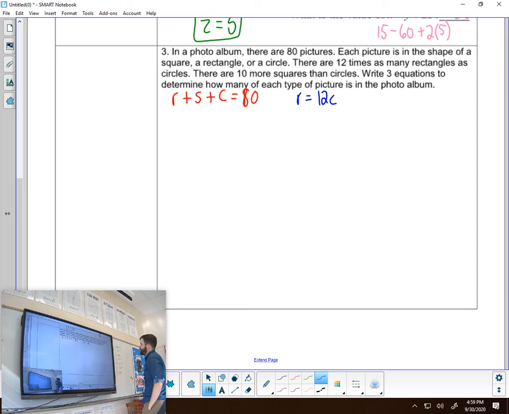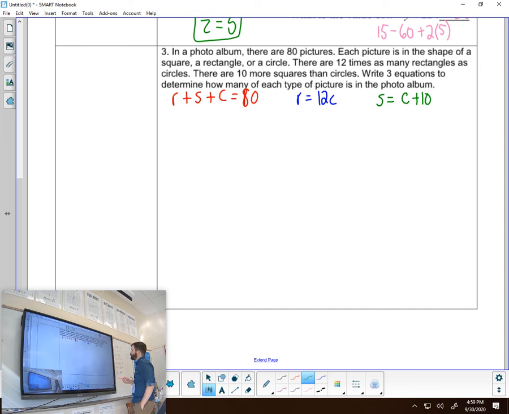And my last equation: there are 10 more squares than circles. That means there are a bunch more squares than there are circles. So I have to go circles plus 10 to equal the number of squares. So squares is going to equal circles plus 10, because there are 10 more squares than there are circles. So I have to add the 10 to the C to get to the number of squares.